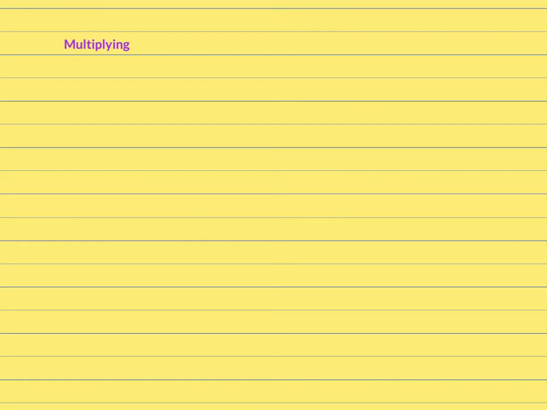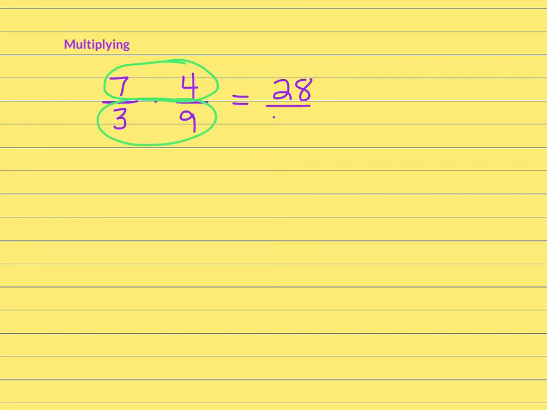So now let's remind ourselves how to multiply with fractions. And I think sometimes we think that multiplying with fractions is more complicated than it really is. When you're multiplying with fractions, so let's say 7 over 3 times 4 over 9, all we're doing is multiplying straight across. So top by top, bottom by bottom. And so we end up with 28 over 27. And then, of course, in your final result, if you can do any sort of simplifying, go ahead and do it. In this case, I can't.